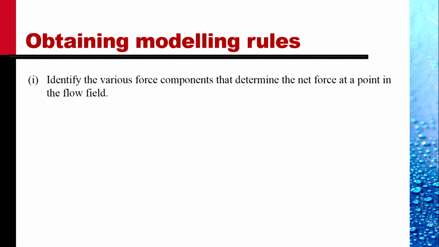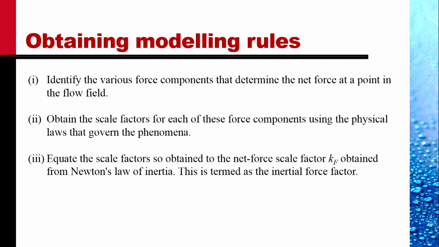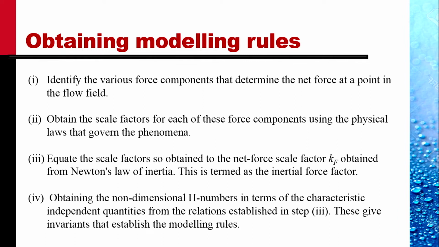The process that we outlined for obtaining the modeling rules consisted of identifying the various force components that determine the net force at a point in the flow field, then obtaining the scale factors for each of these force components using the physical laws that govern the phenomena. Then equating the scale factors so obtained to the net force scale factor Kf obtained from Newton's law of inertia. This is termed the inertial force factor. And then obtaining the non-dimensional pi numbers in terms of the characteristic independent quantities from the relations established in step 3 above. These give us the invariants that establish the modeling rules.